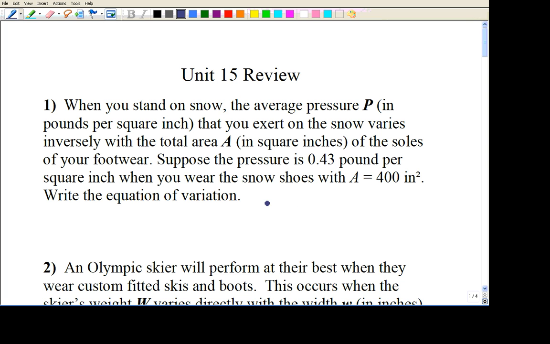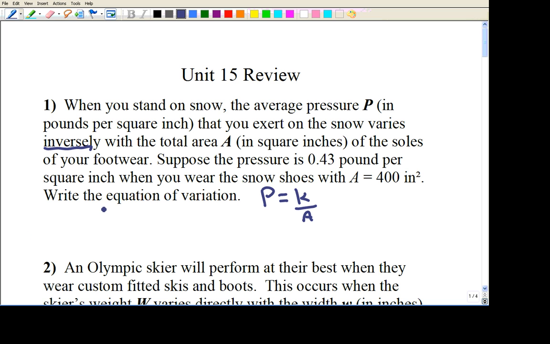Okay, first of all, let's just set up the plain equation that we've got going on here. We know that the pressure P, remember we always put that first variable here, and we always put equals, the K goes right after it, varies inversely with the total area A. So anytime it's inversely, it goes underneath the K, we'll have over A. So now we can use the complete scenario that they gave us with the 0.43 pounds per square inch and the area, and we can plug that in.